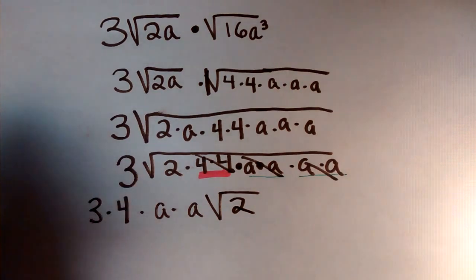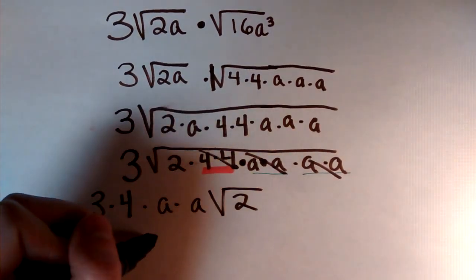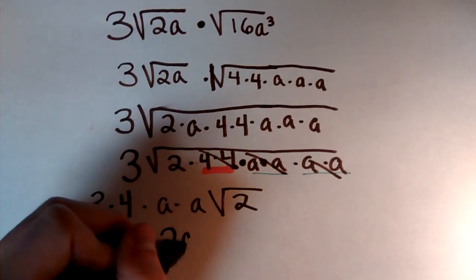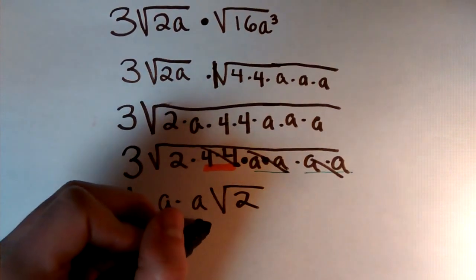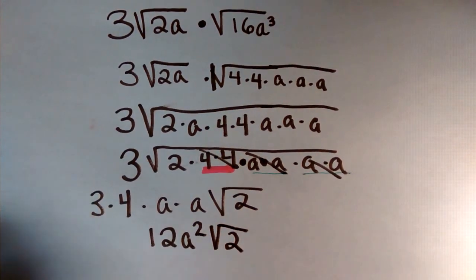Now, we need to multiply the outsides. We've got 3 times 4 gives us 12, and a times a gives us a squared. So I've got 12a squared radical 2. And we are done. This is one way that you can multiply radicals together. There are many ways, but I hope that this way has helped you.